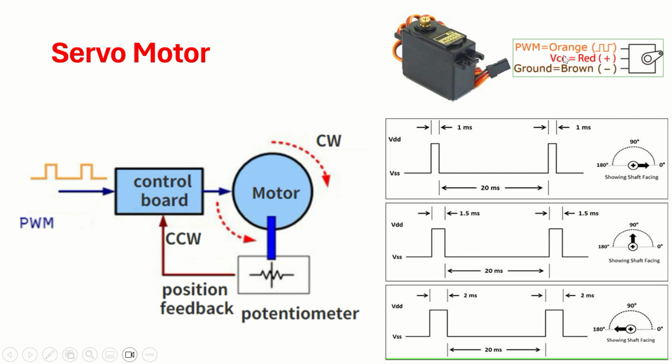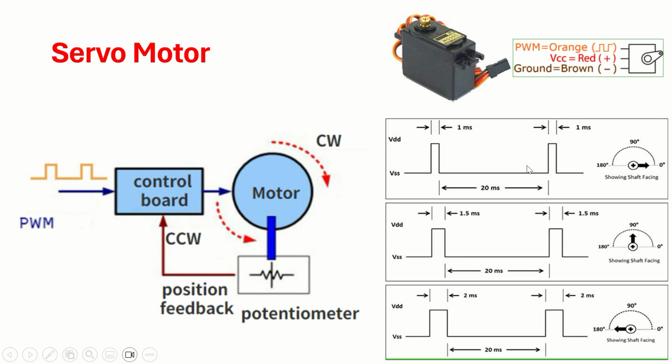Orange is where you have to give the pulse. Red is supply, let's say 5 volts. Brown is ground. So this orange pin, wherever you see the orange wire, the kind of pulse you have to give is a pulse width modulated signal. In case of a DC motor, we have seen two techniques. One is either you control the current or you control the width of the pulse. However, servo motor purely works based on the pulse.